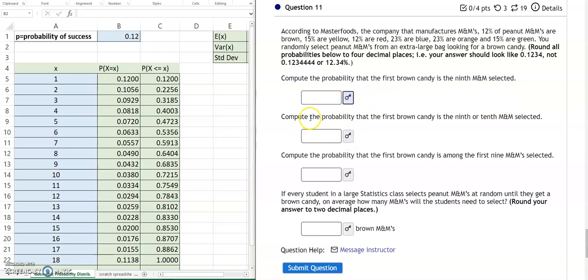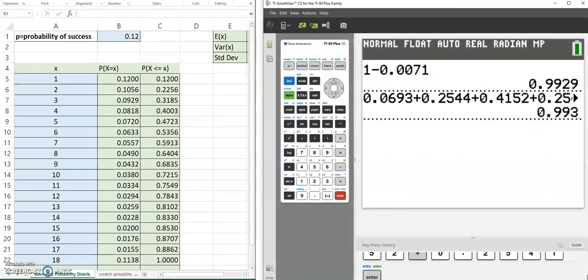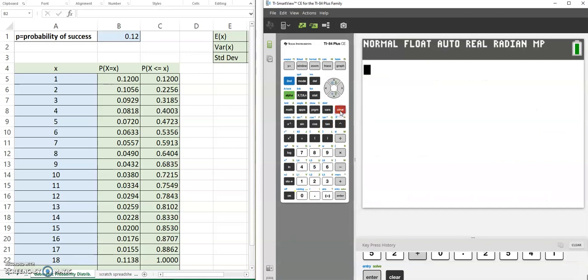So this one says, compute the probability that the first brown M&M is the 9th or 10th. Now this one requires a little bit of an extra step beyond just what you see in the sheet. So here it says is 9 or 10, so it could be exactly 9 and it could be exactly 10. So here we have the two values of 0.0432 for 9 and 0.0380 for 10. So if we pull out our graphing calculator again from last time, let's clear all that.